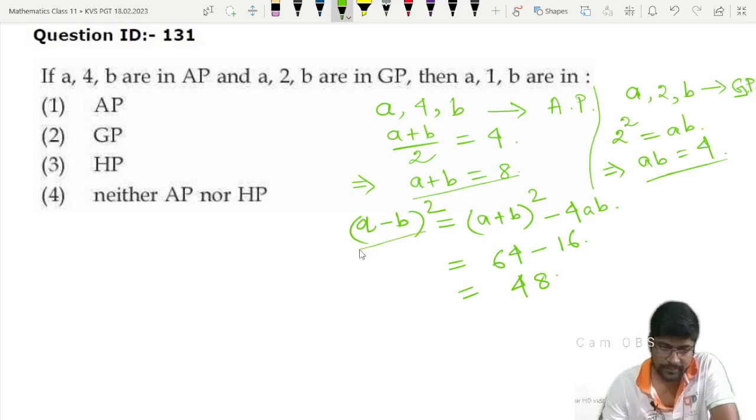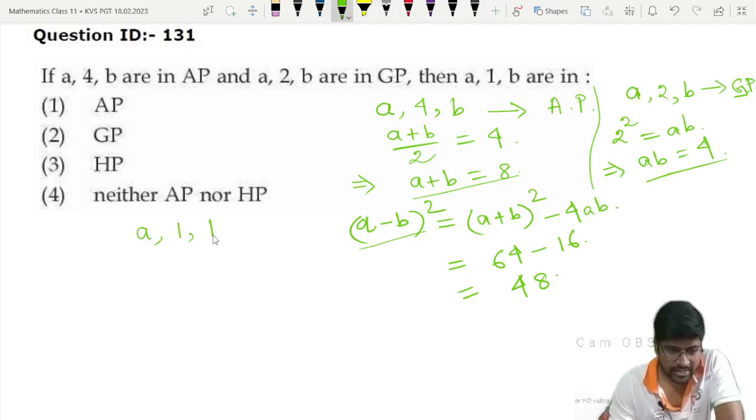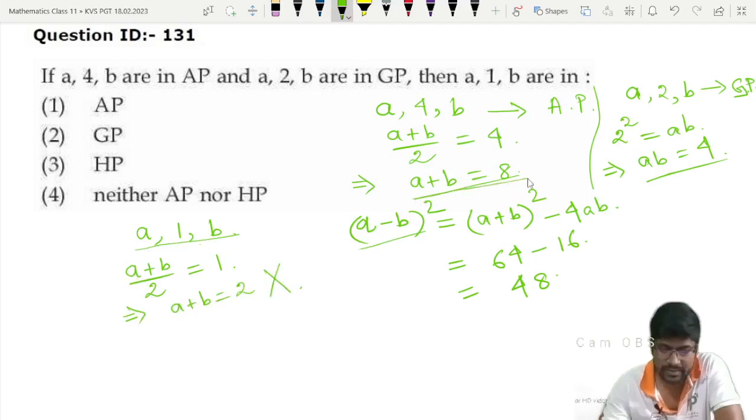That means we will not find A and B explicitly, but what we will do, we will check whether A, 1, B are in AP or GP or HP, whatever it is. So these three terms, first of all, if they are in AP, then A plus B by 2 is equal to 1. That will imply A plus B is equal to 2. But this is not possible because already we have A plus B is equal to 8. So they are not in AP, that is for sure.